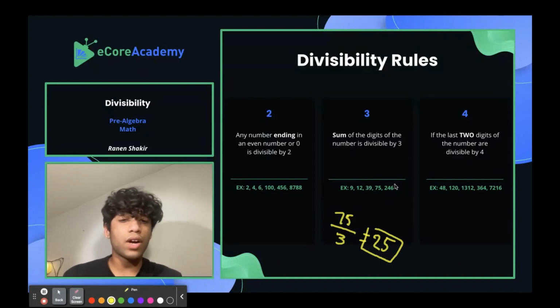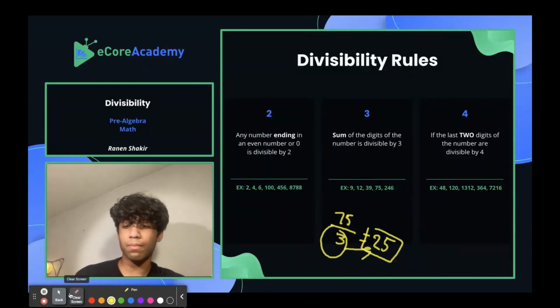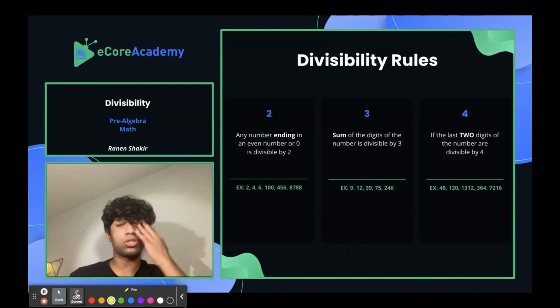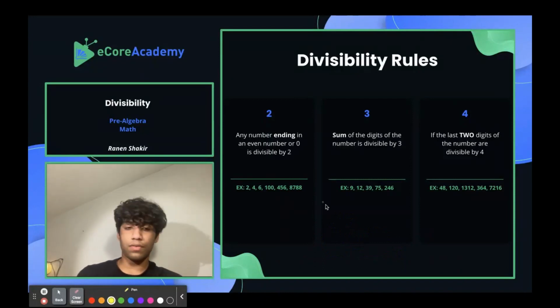So 75 is divisible by 3, 25 times. So that's how you can check it. And then you can do the same process for 246, because 6 plus 4 is 10, plus 2 is 12. That number is divisible by 3.